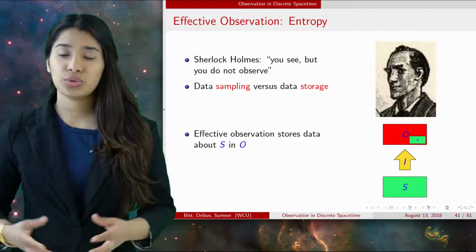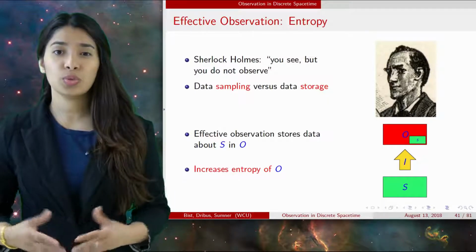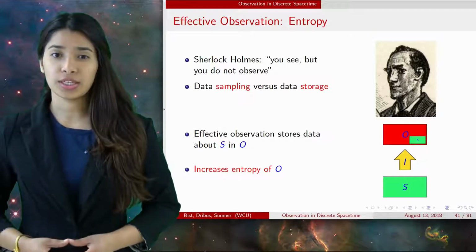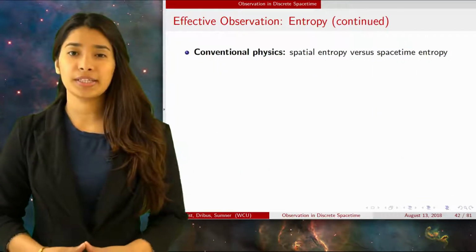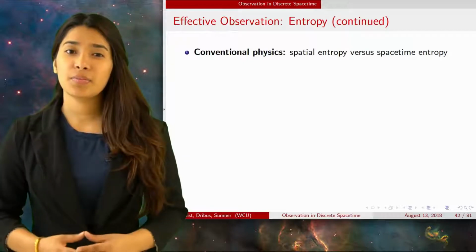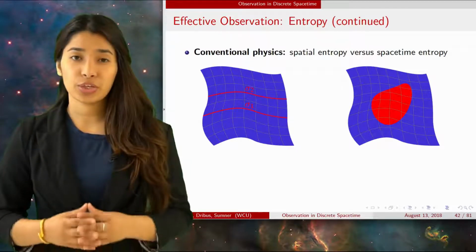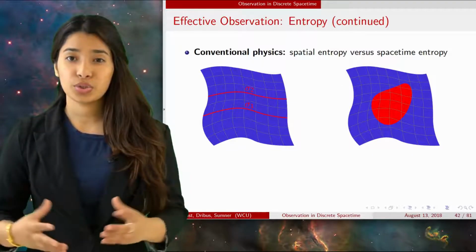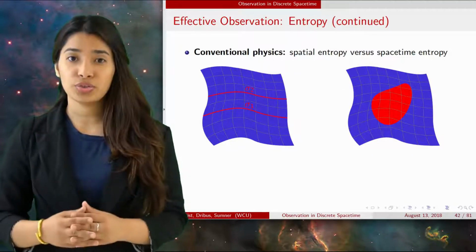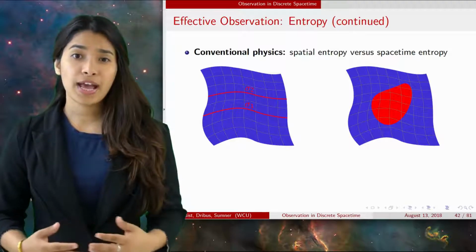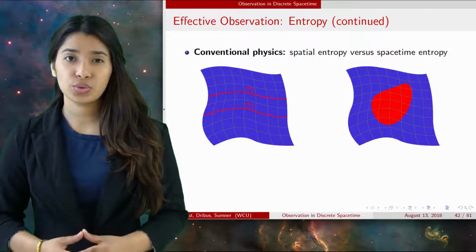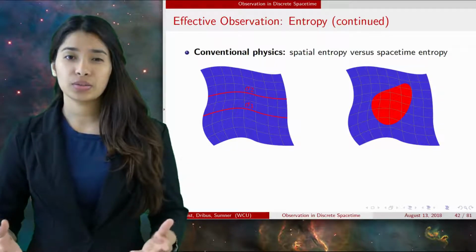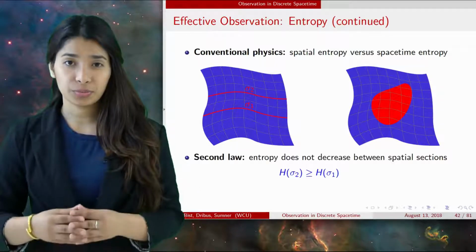This information storage increases the entropy of O, which gives us a quantitative means of measuring how effective the observation is. When discussing entropy in the context of a spacetime model, it is important to distinguish between the measures of entropy associated with purely spatial objects and measures of entropy associated with regions of spacetime having non-trivial temporal extent. Perhaps the most important reason why this is true is because whenever we find a notion of entropy, we can expect to encounter some version of the second law of thermodynamics.